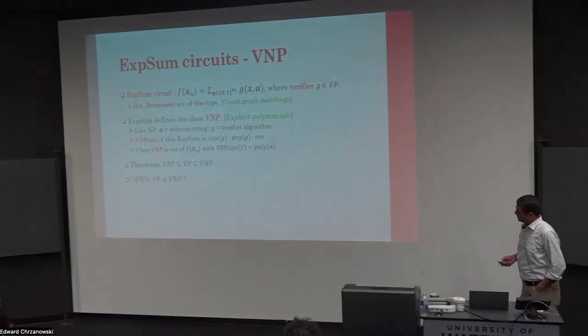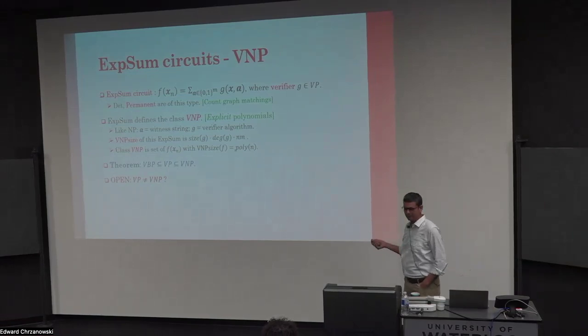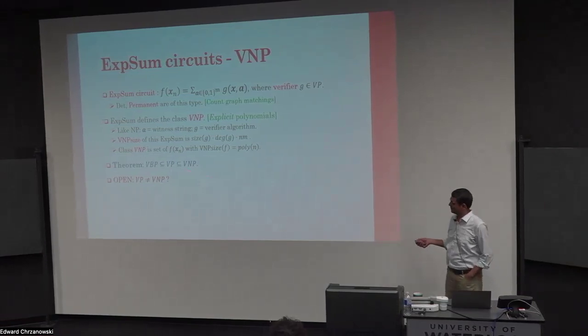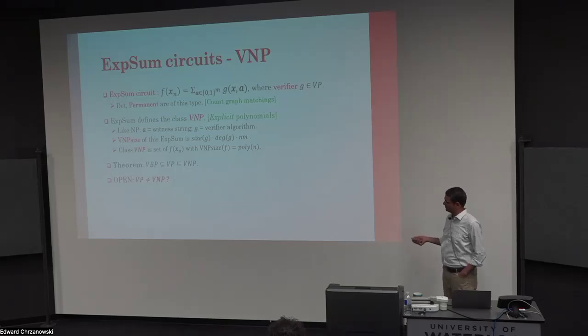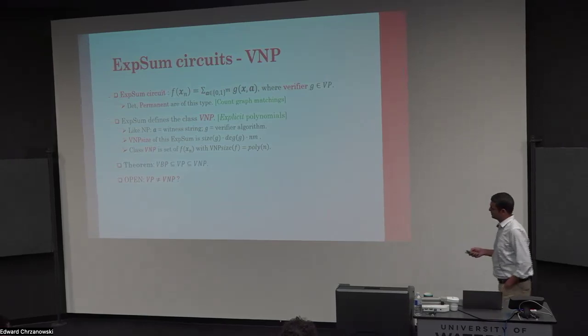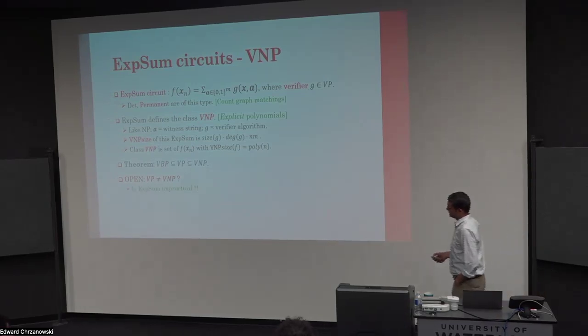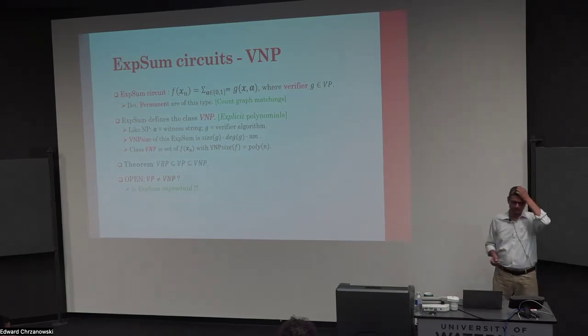Okay, right. So now, in this talk, whatever you ask will be an open question. For example, if you ask whether VBP is different from VP, that's open. VP different from VNP, that's also open. I say many things, but I know very little. That's my problem. And the interpretation of this in English is: is exponential sum impractical?